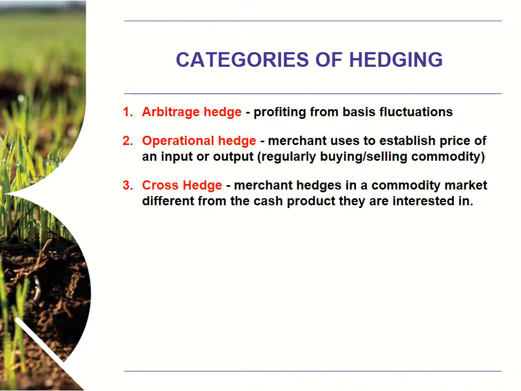And a cross hedge. A cross hedge is, the example I used was like an airline. They use jet fuel, but they use crude oil, which is a different type of oil. But because the price is pretty much correlated, you can hedge that in that way. So these are the three things I want you to remember: an arbitrage hedge, an operational hedge, and a cross hedge.